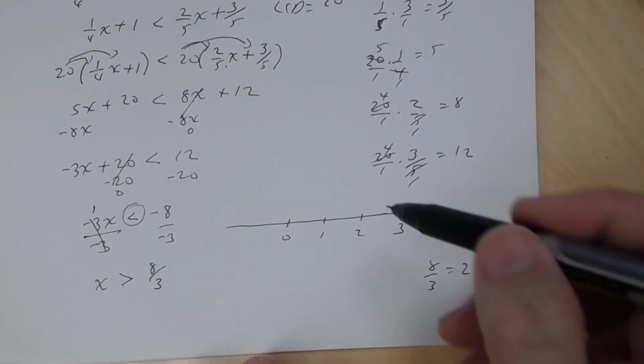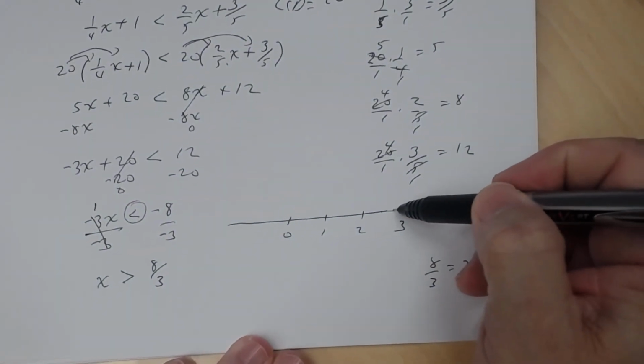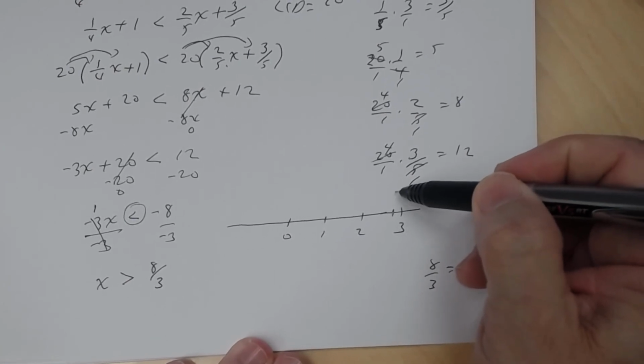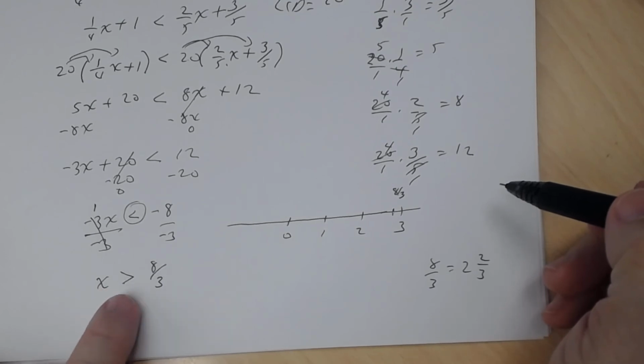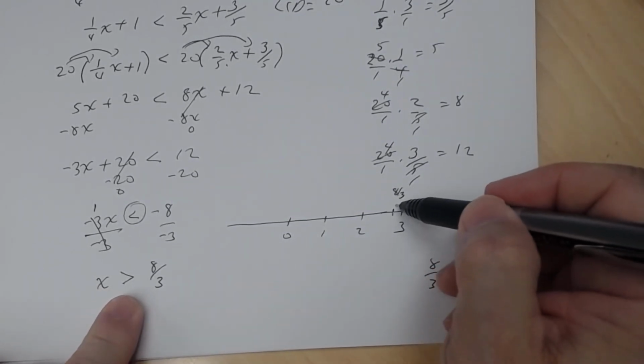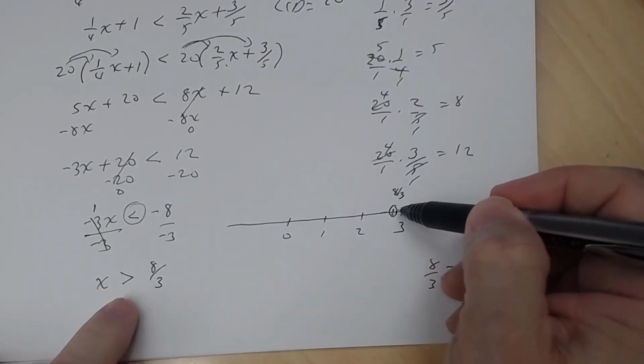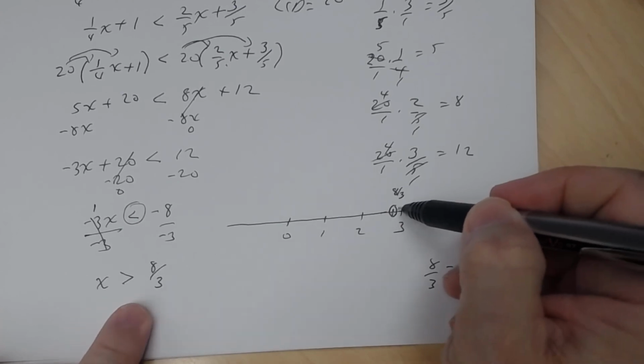All right, so 2 2/3 is close to 3. So let's say it's right here. I'm going to go ahead and leave it as an improper fraction, though. So that's 8/3. Since there's no equal sign, I'm going to use an open circle. And I want to graph all the solutions, all the real numbers that are greater than 8/3. So to the right.